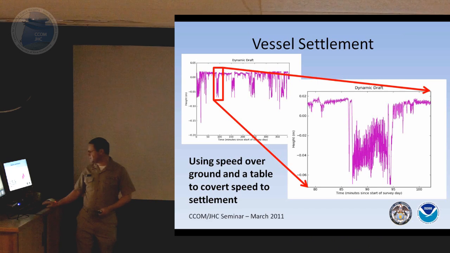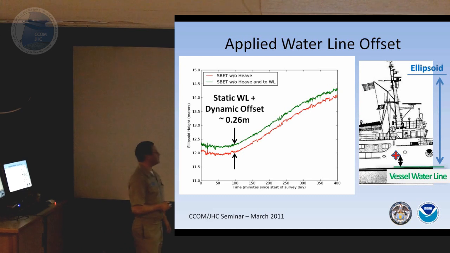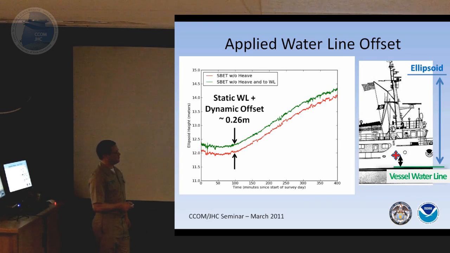So it had a significantly different draft than it might have when it was just surveying along. And so if we combine that with the static water level of the vessel, you get this offset here. And so we take the curve we had a couple slides ago, which was the smooth best estimate of trajectory with the heave removed. We basically just correct to the water line of the vessel. So now we've gone from the ellipsoid to the vessel water line.